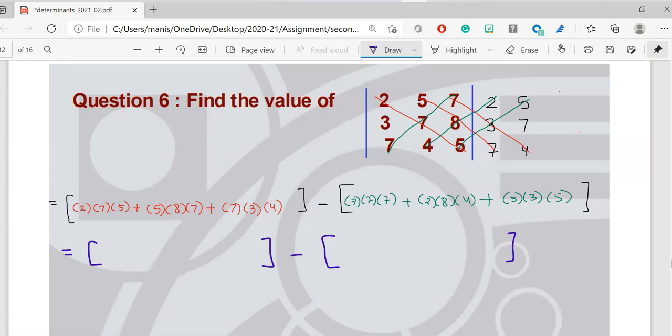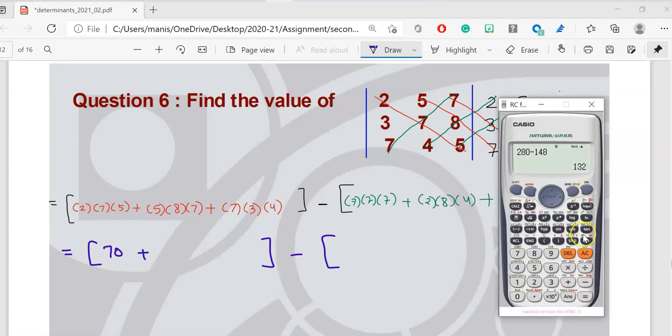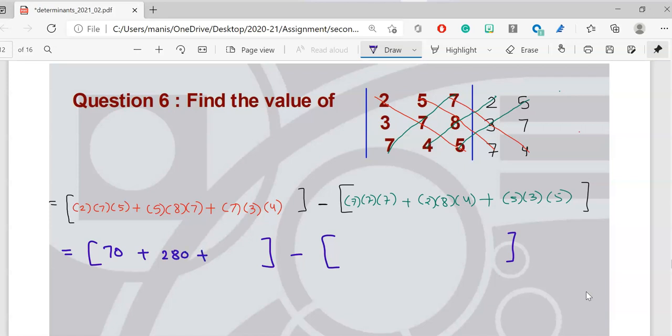2 times 7, 14 times 5 is what? 70, plus 7 times. Now if in case I am not sure whether my answer will be right or wrong, what I do is I use my calculator. So in this case, 5 times 8 will be what? 40. 40 times 7 is what? 280. So you can still check it if you're not sure. So this is my 280. I'll write it over here, 280. Plus 7 times 3 is 21, times 4 is what? 84.